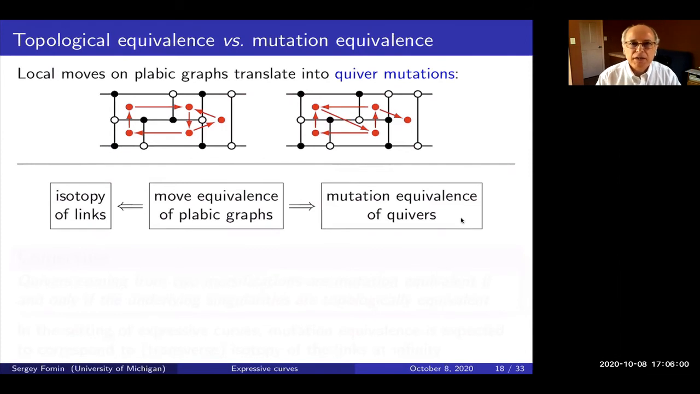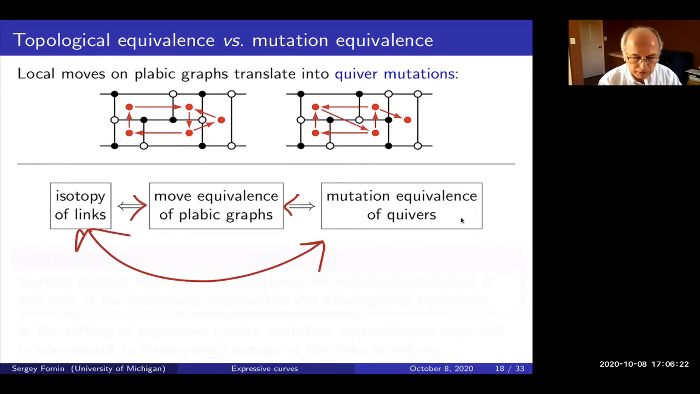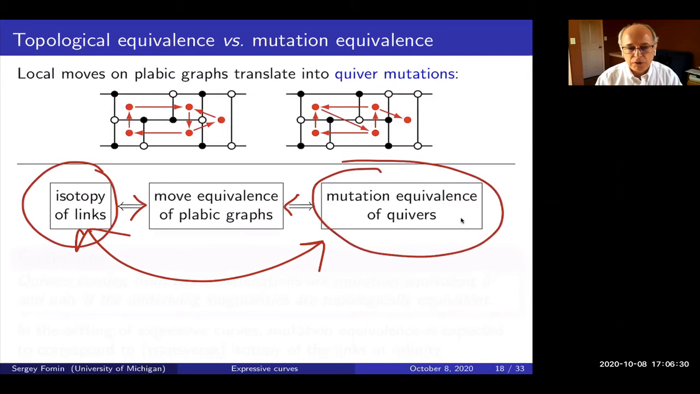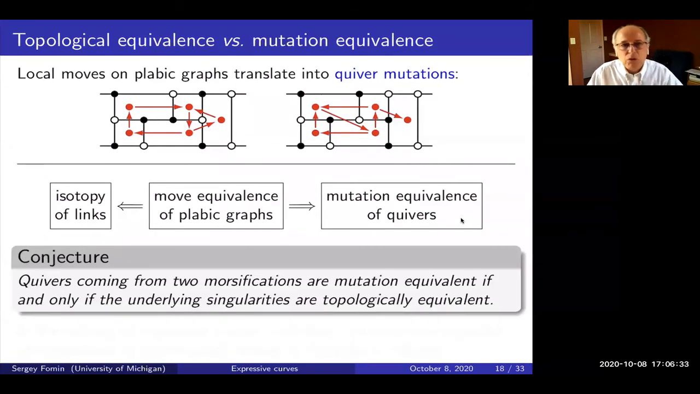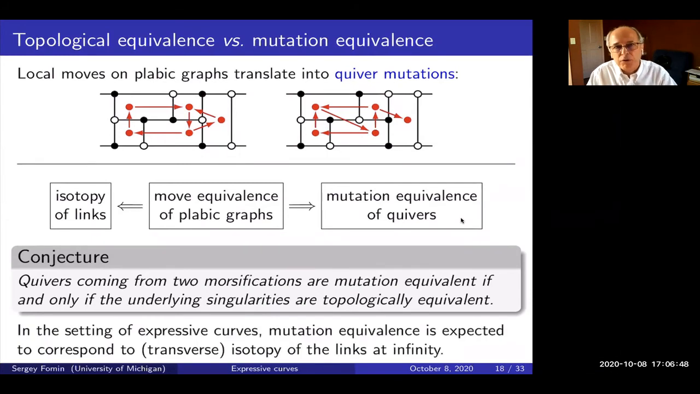So what this suggests, and we actually stated it as a precise conjecture, is that these relations go all the way. There is a natural bijective correspondence between objects here, which are of topological nature, and objects here, which are of cluster theoretic nature. To make it precise, we conjecture that quivers coming from morsifications are mutation equivalent if and only if the underlying singularities are topologically equivalent. And similarly, in the setting of expressive curves, the links at infinity should be the same.